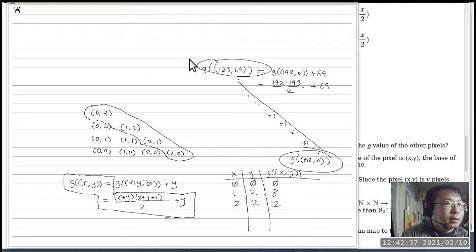All right. G is finding the natural value corresponding to a pixel. Yes, that is correct. All right. Any other questions?